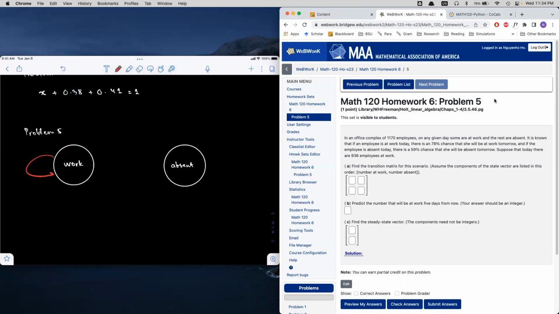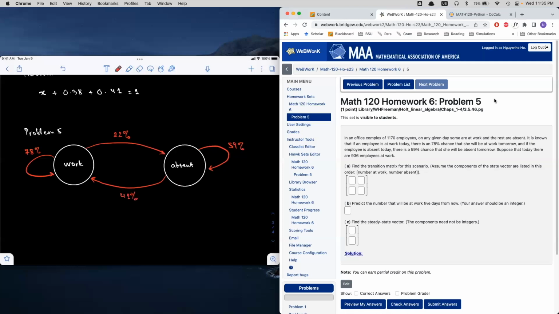78%. And if the employee is absent today, there is a 59% chance that she will be absent tomorrow. So if one person is at work, the probability of that person being absent the next day is going to be equal to 22%. And if the person is absent from work today, there is a 41% chance that he will be at work tomorrow.